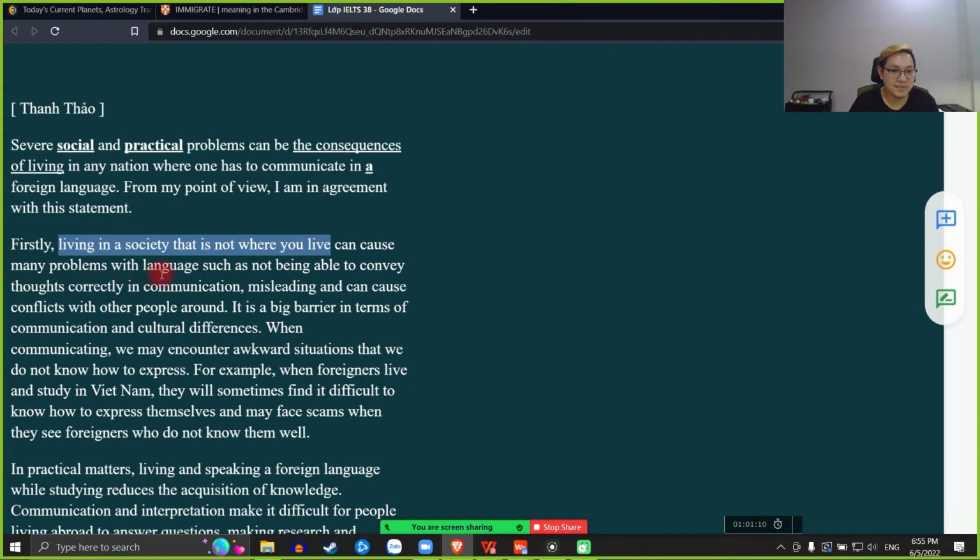Can cause many problems with language, such as not being able to convey thoughts correctly in communications, misleading, and can cause conflict with other people around. It's a big barrier in terms of communication and culture differences. When communicating, we may encounter awkward situations.